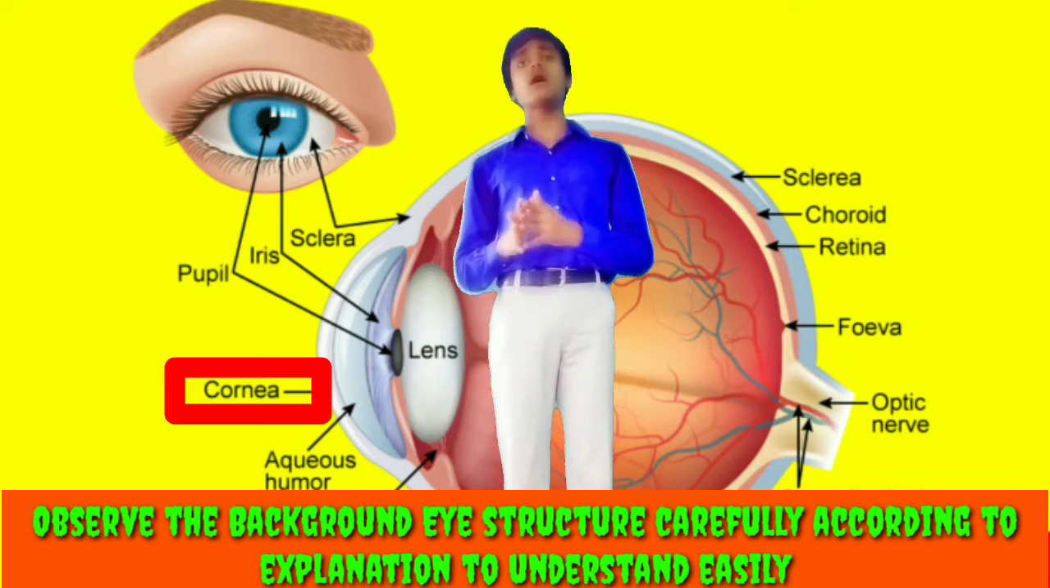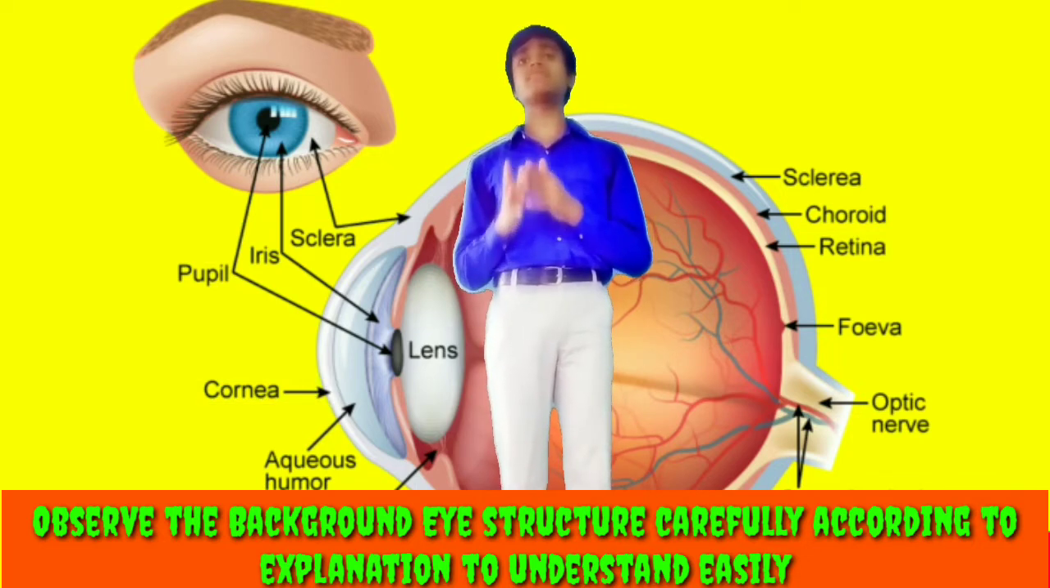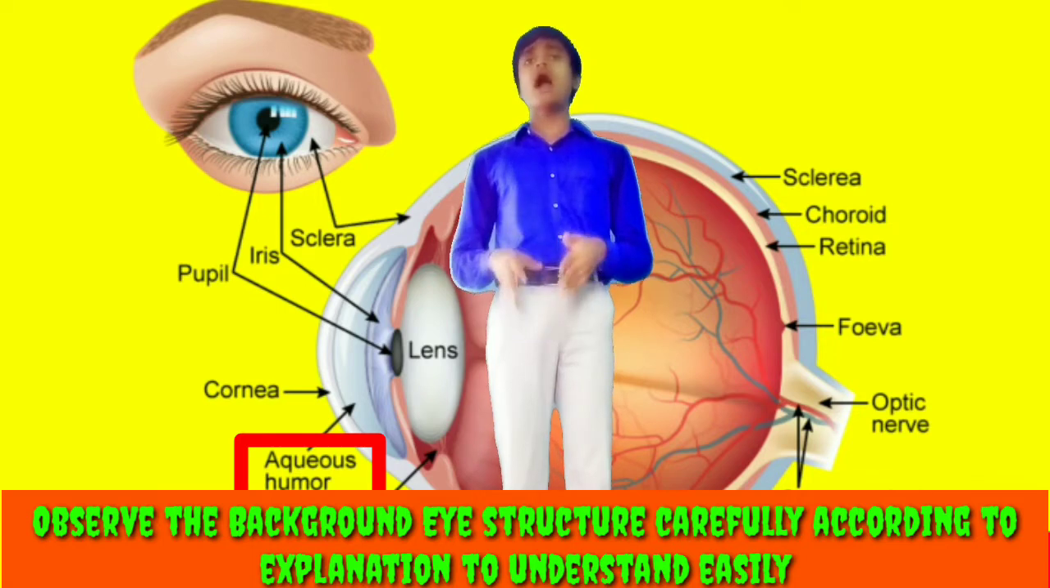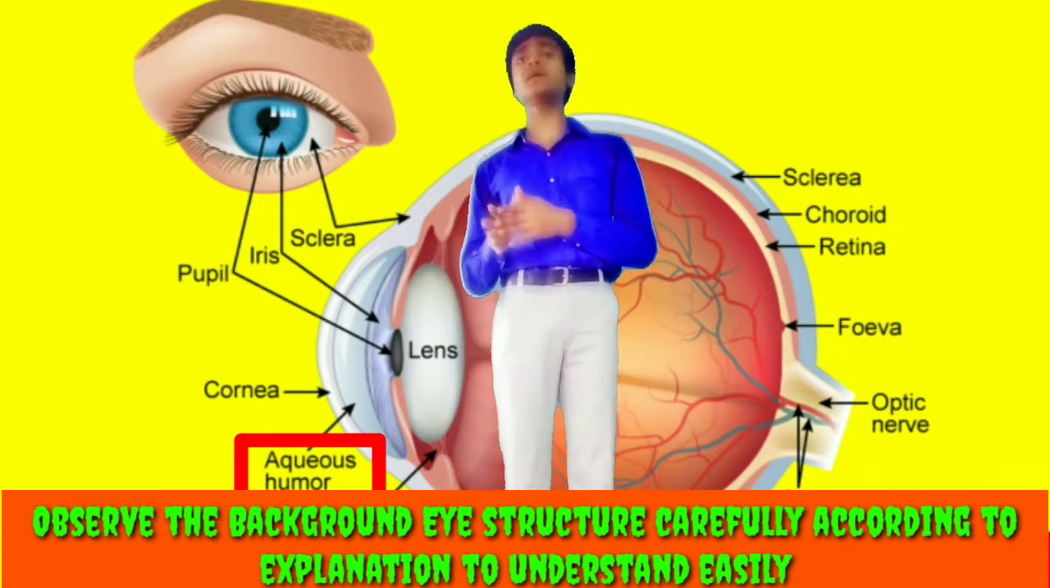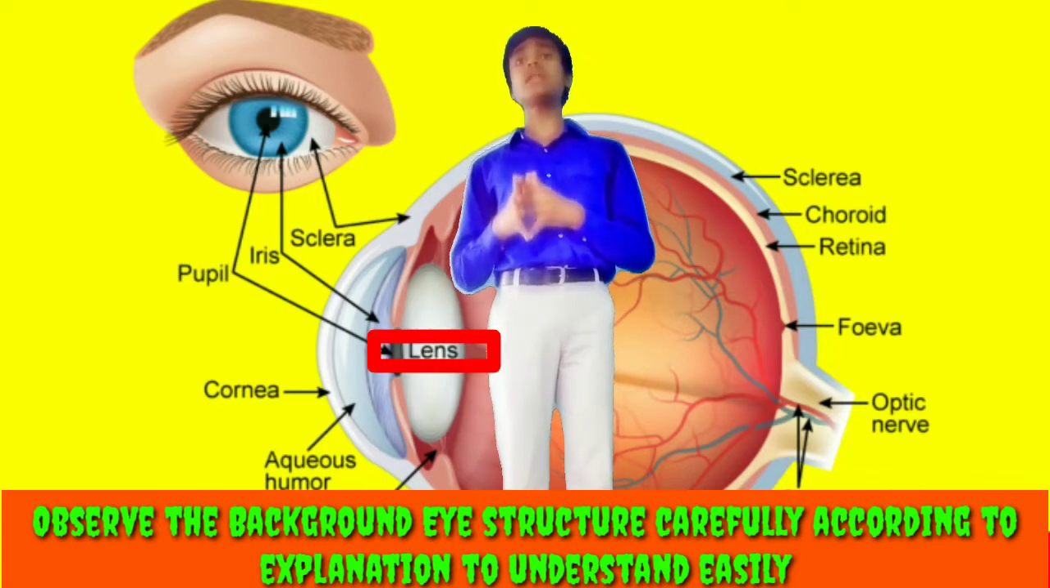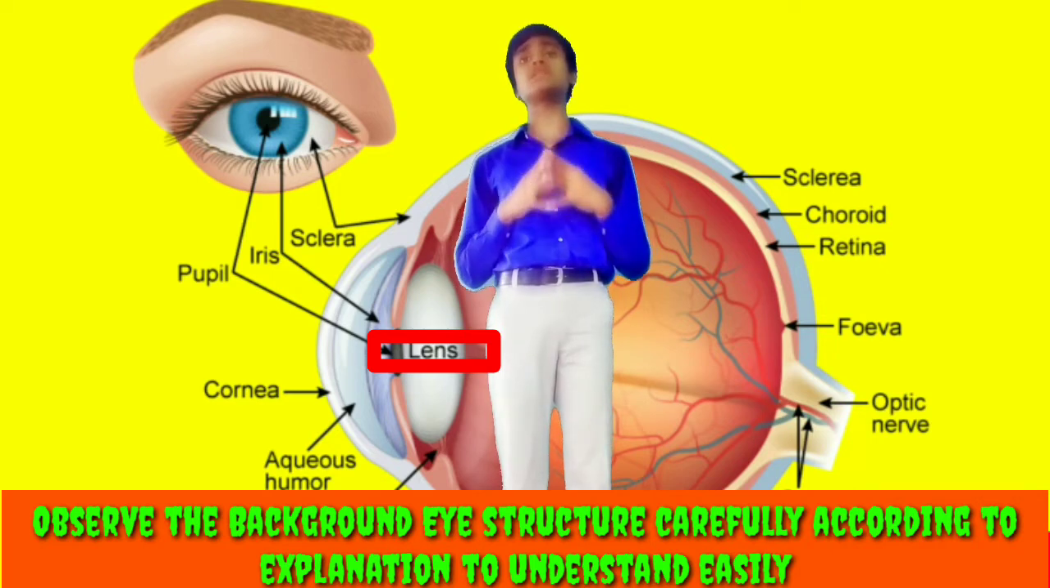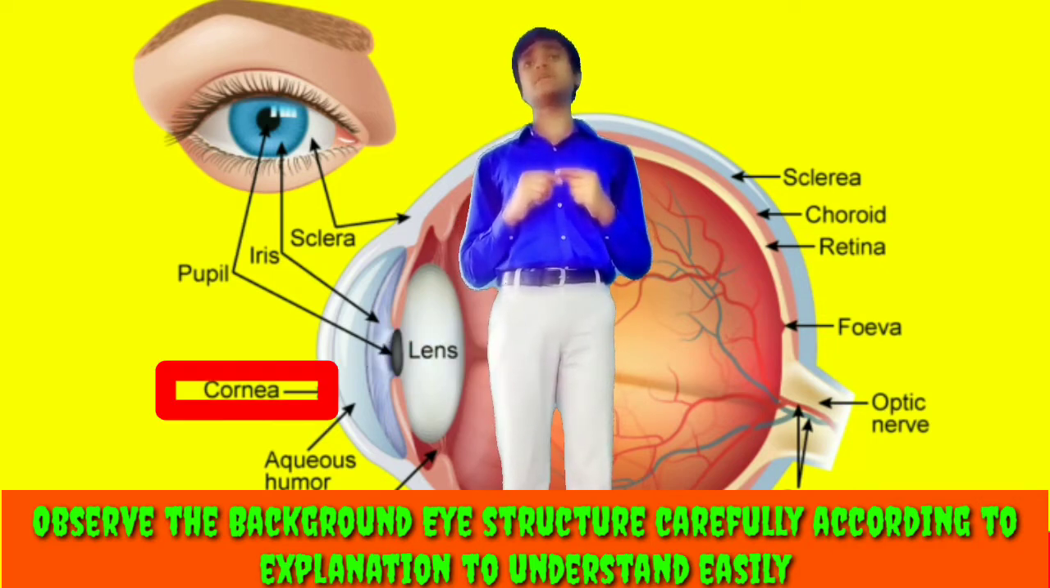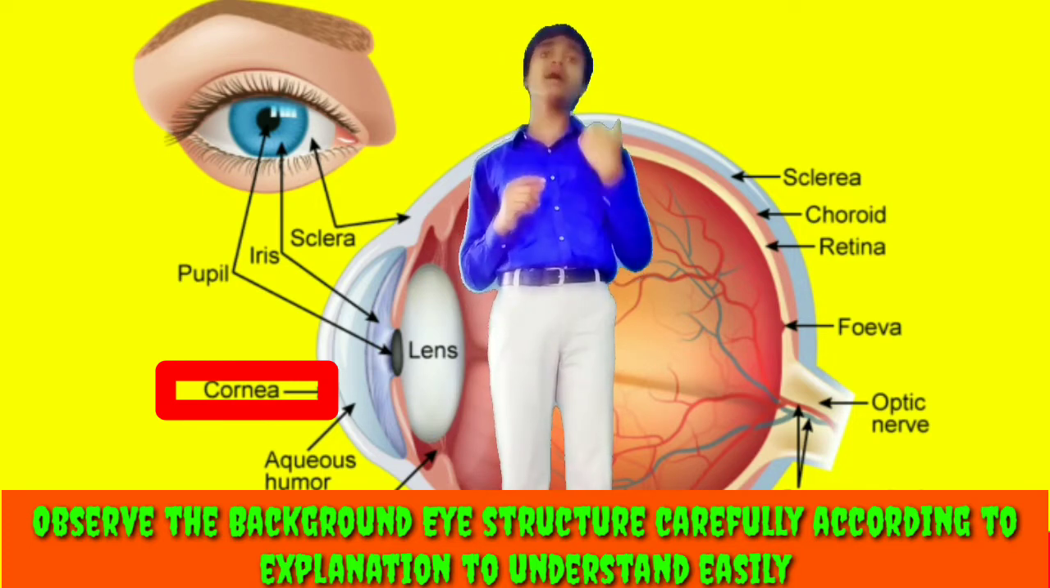Behind this cornea, there is a space filled with aqueous humor, and behind this aqueous humor, there is a crystalline lens which is responsible for image formation. And the cornea is the part of the eye visible from the outside.